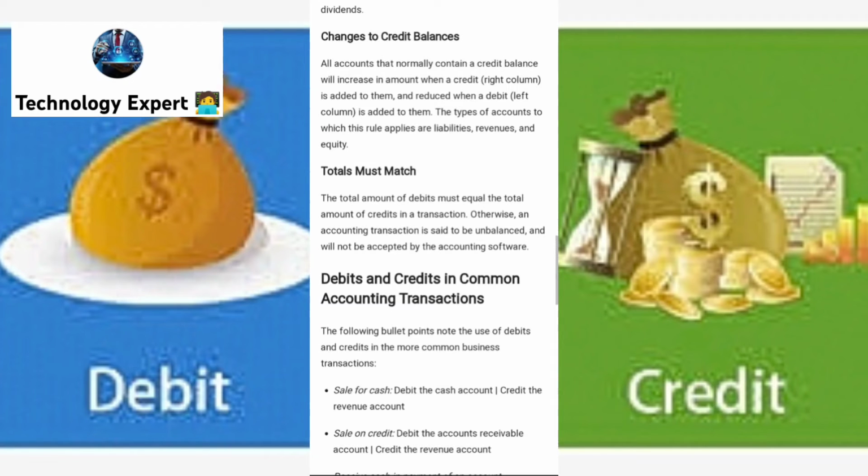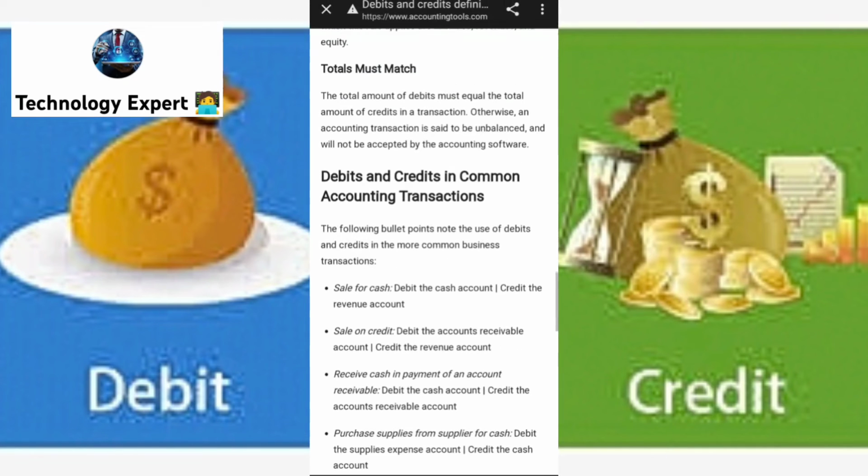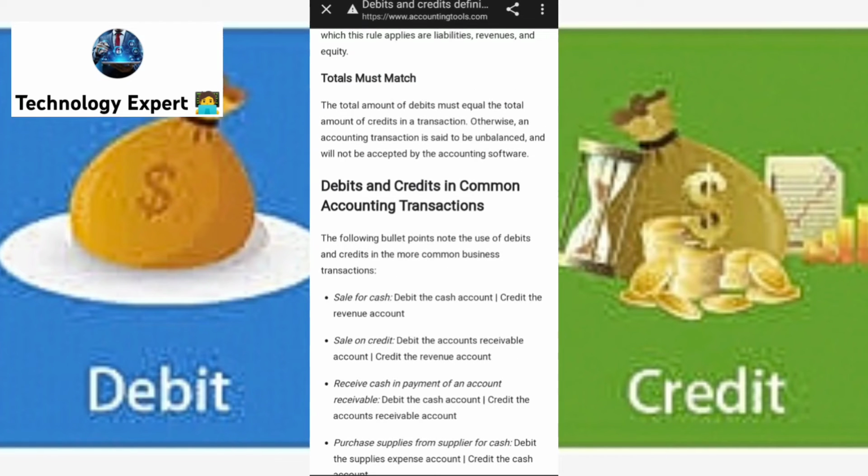Totals must match. The total amount of debits must equal the total amount of credits in a transaction. Otherwise, an accounting transaction is said to be unbalanced and will not be accepted by accounting software.